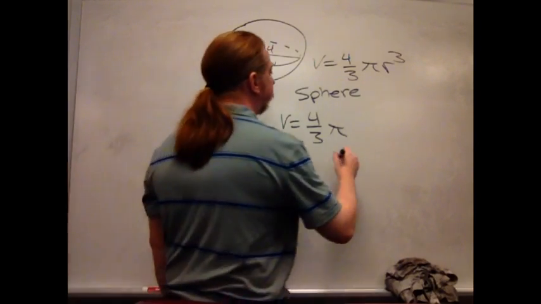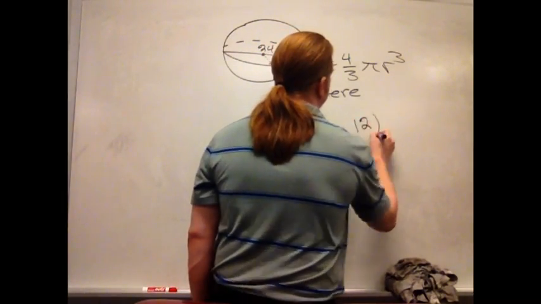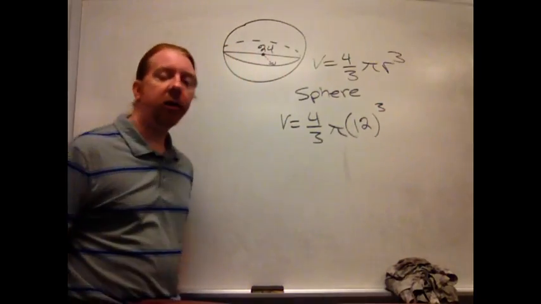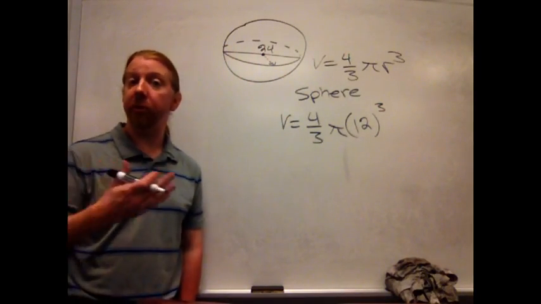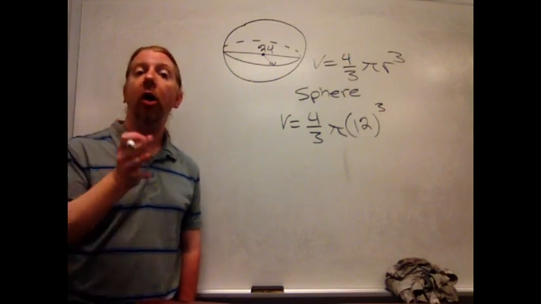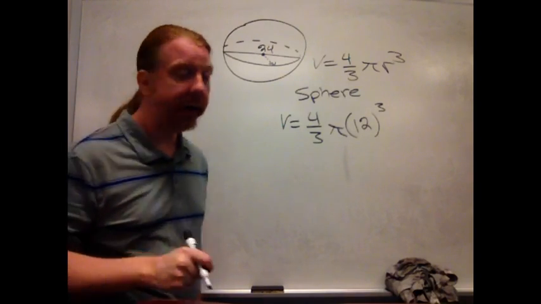Common mistakes include using 24 because it's provided as a number in the problem. Always take your diameter, turn it into a radius.